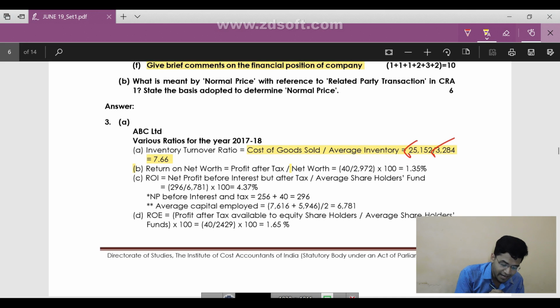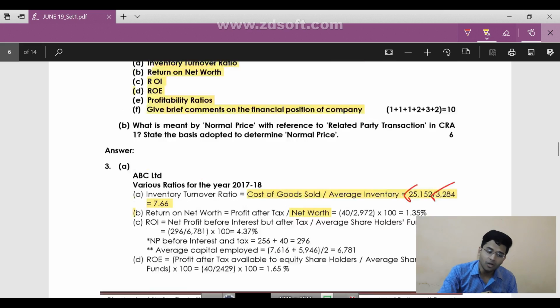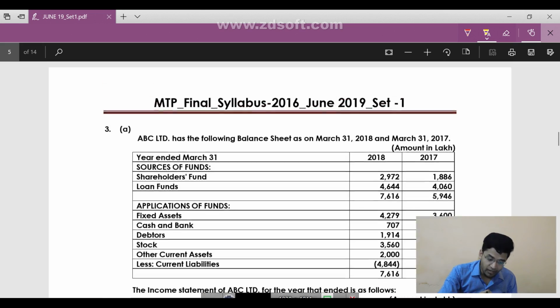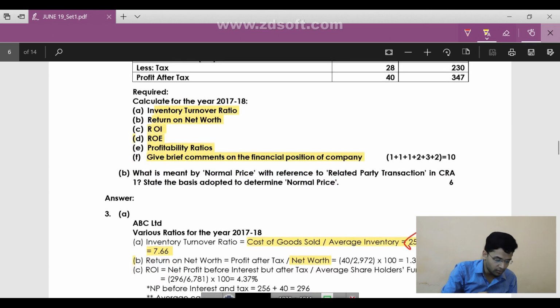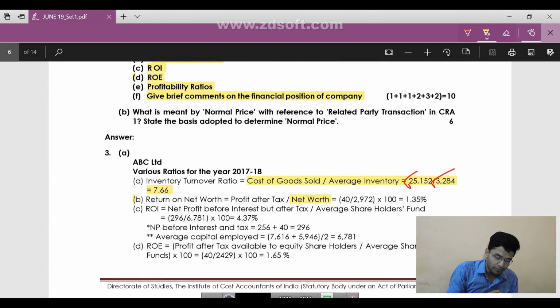Now comes an important point which I would like to discuss with all of you. Guys, net worth. What do you mean by net worth? Net worth means shareholders' equity. And one thing to be seen here is that net worth is always computed at the end of the financial year. It is never an average. So net worth is computed at the end of the financial year, which is 2972, and we have taken profit after tax, which is 40 rupees. 40 divided by 2972. Return on net worth is the ratio which we are trying to compute.